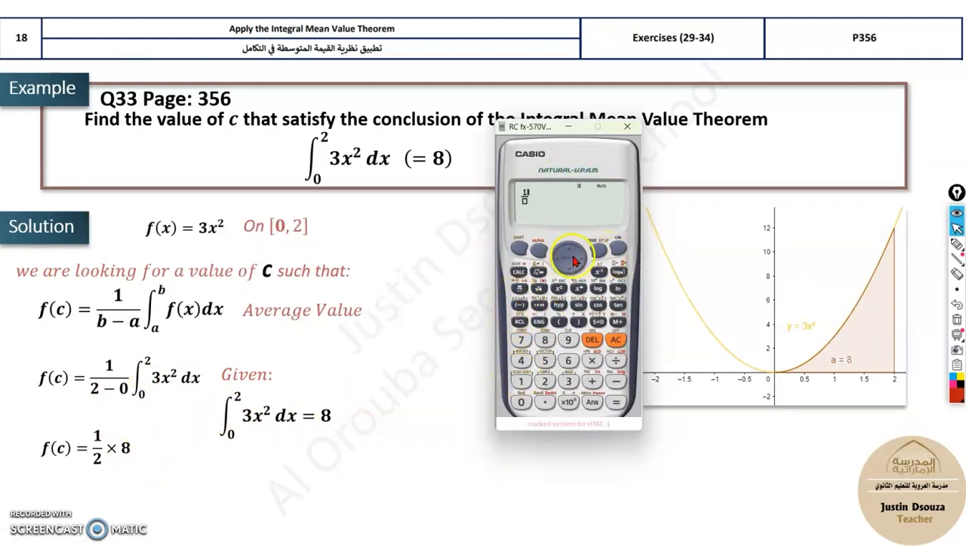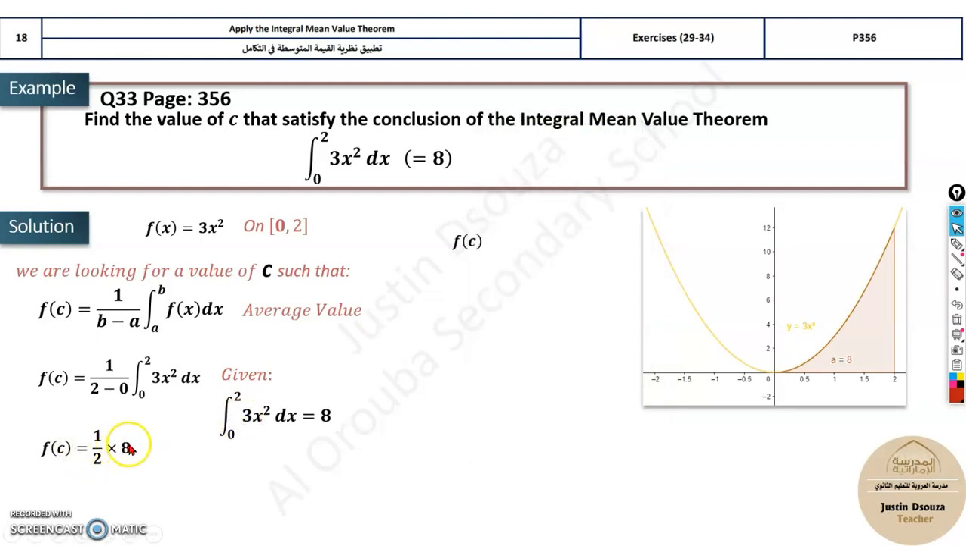So it is 1 divided by 2 minus 0, which is 2. Multiply with the integral. What is the integral? 3 times x squared from 0 to 2. That's it. Your answer is 4. See, half of 8 is 4. Now it's not over. So f of c is 4.